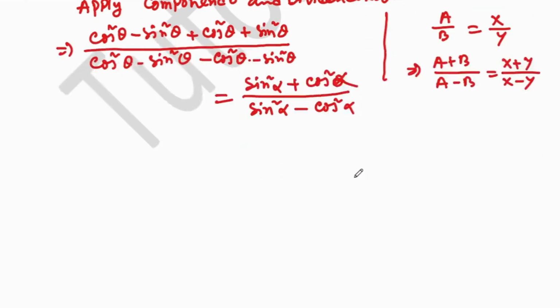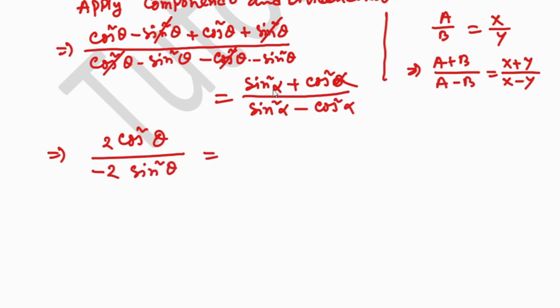Okay, come to the next step. What is the next step? Here we can see that minus sin square theta and plus sin square theta cancel out. Minus cos square theta and plus cos square theta cancel out. So in the left hand side it becomes 2 cos square theta divided by minus 2 sin square theta is equal to, here sin square alpha plus cos square alpha becomes 1, whole divided by sin square alpha minus cos square alpha. Here 2 and 2 cancel out.